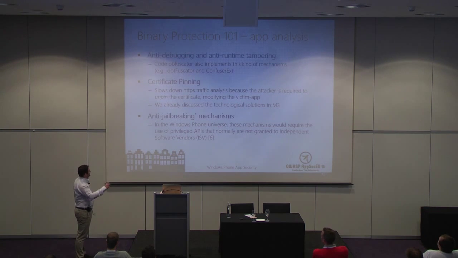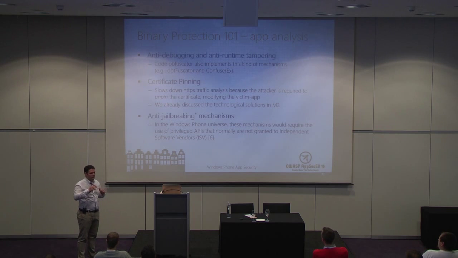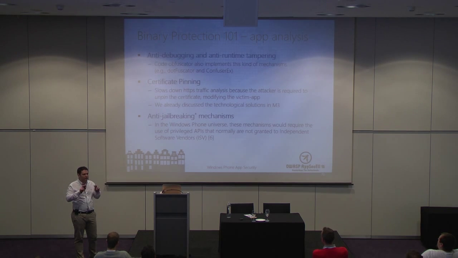My best suggestion is always to use a tool with which we can encrypt our code, obfuscate our code, and introduce anti-tampering and anti-debugging mechanisms. Certificate pinning we already discussed, but with the M10, the idea is that certificate pinning is a utility to slow down the analysis by the attacker. We're not dealing with the confidentiality or the identity of the server, okay?